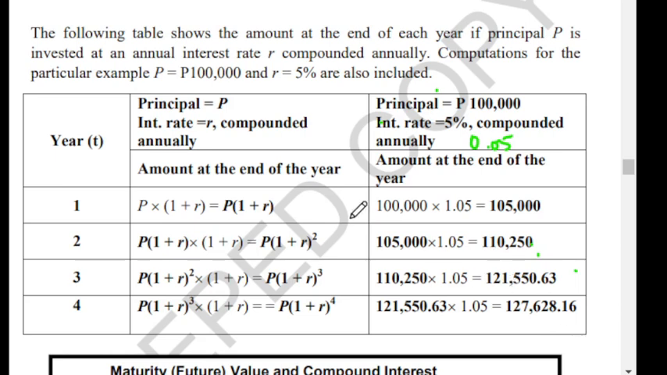Okay, so that means this is similar to solving 1 plus 0.05 exponent 2 times the principal. So from here we can create a formula of compound interest which would be equal to P quantity 1 plus R to the power of T. So T is the time.